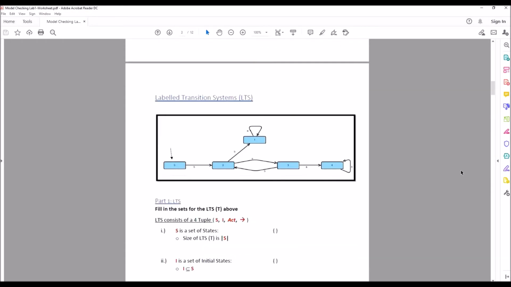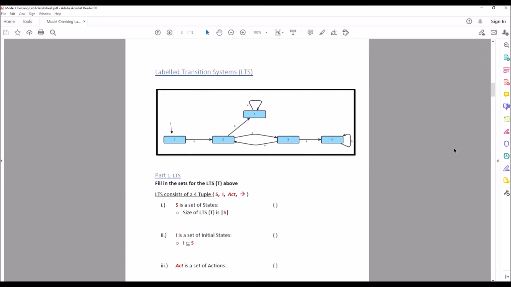So in this lab we will focus on label transition systems and Kripke structures. A KTS, a Kripke transition system, is basically just a Kripke structure and a label transition system joined together. So if you know the basics of an LTS and a KS, a label transition system and a Kripke structure, you will know a KTS. So let's start with a label transition system.